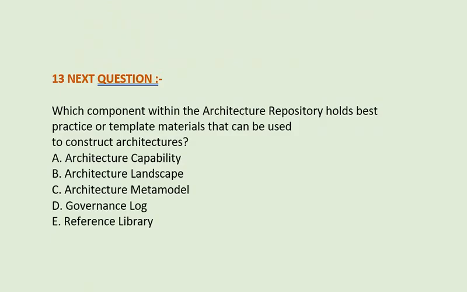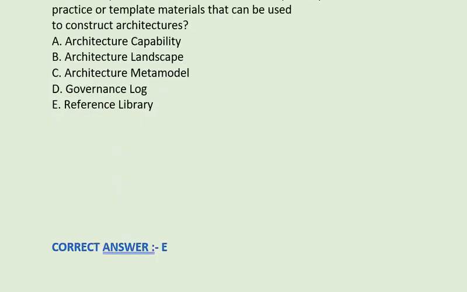Question is which component within the architecture repository holds best practice for template materials that can be used to construct architectures? Option A architecture capability. Option B architecture landscape. Option C architecture meta model. Option D governance log. Option E reference library. Correct answer is option E.